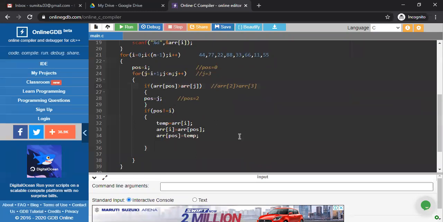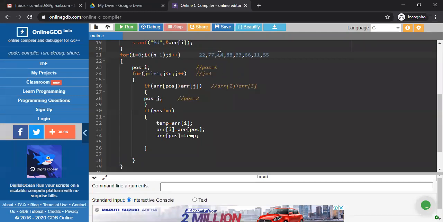So when the loop is executed for J equal to 2, it will change the sequence of this part because 44 is greater than 22. So now they will interchange: 22 is here and 44 is there. When J is executed for the third time, what is ARR[POS]? 2, because POS is already overwritten by 2, and ARR[J] is 3.